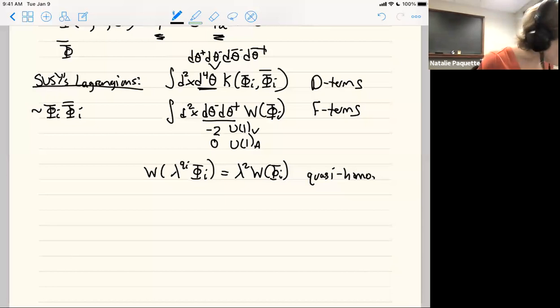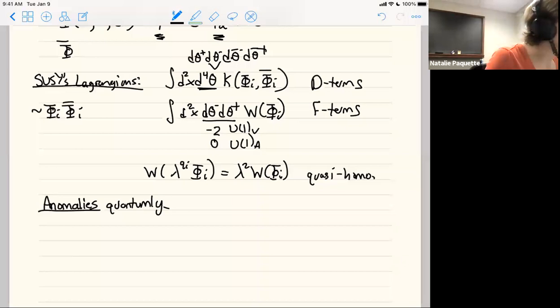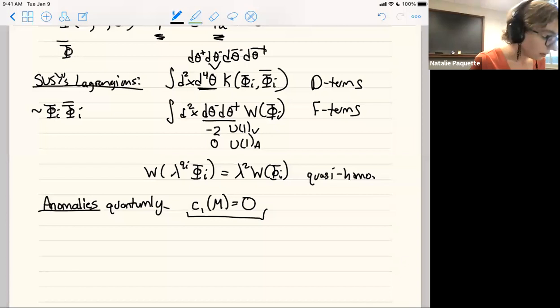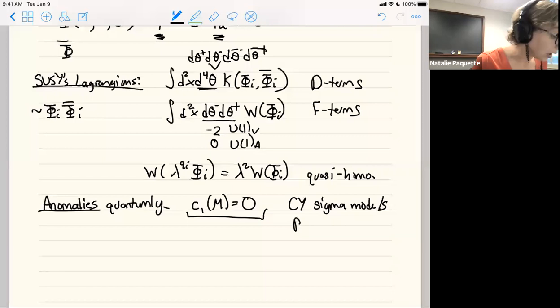But you can have anomalies at the quantum level that can break these R symmetries. And I don't have time to go through the analysis, but it turns out that you can relate this, in the case where you're studying a sigma model with some geometric target, to a geometric condition that we've seen before, namely vanishing of the first Chern class. So Calabi-Yau sigma models in particular will preserve the axial symmetry quantum mechanically. A general Kähler manifold with non-zero Chern class will break the axial symmetry. A Calabi-Yau is good for both.